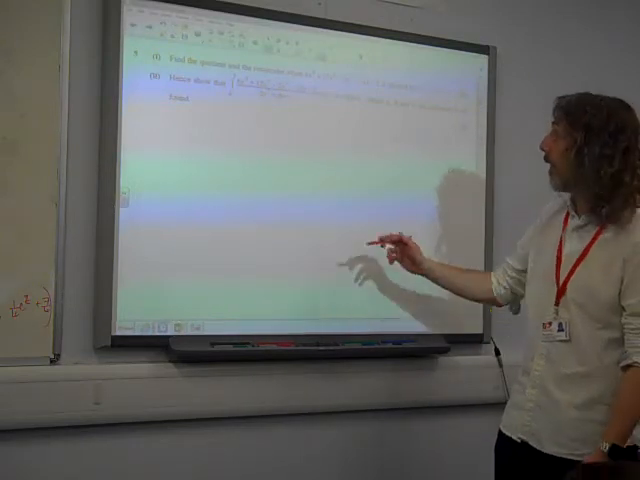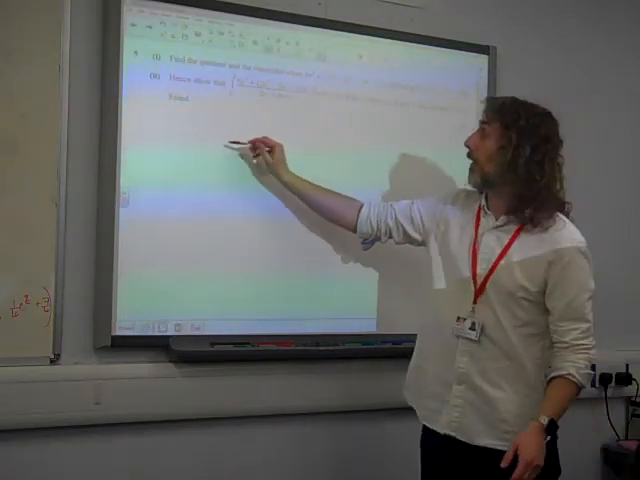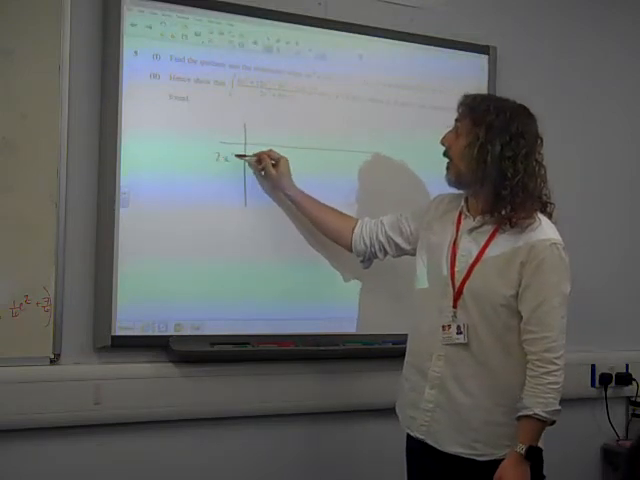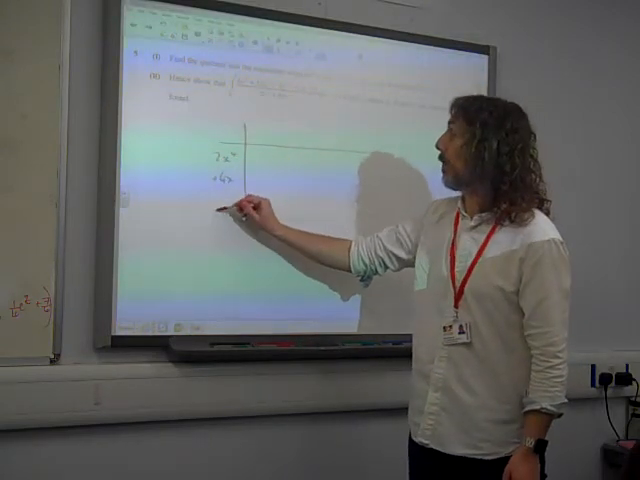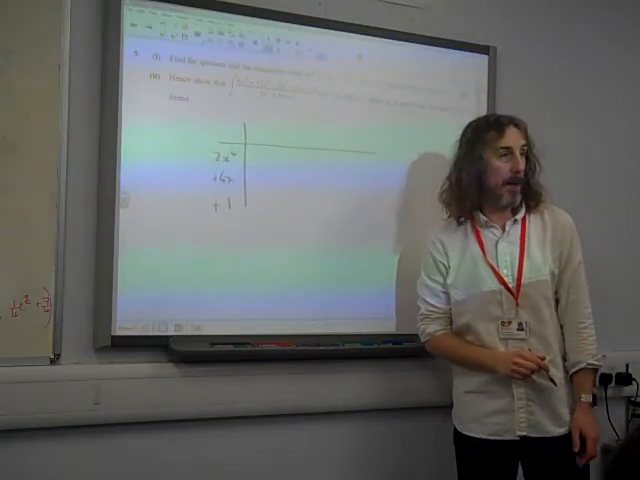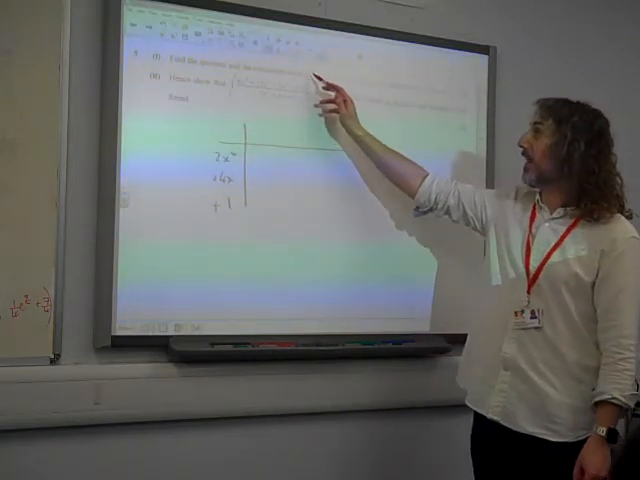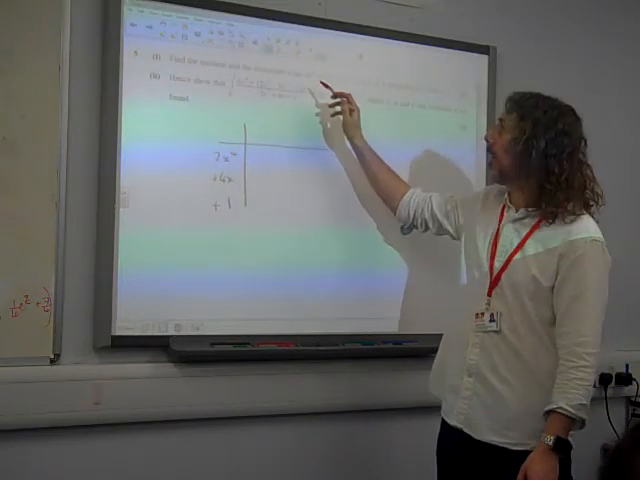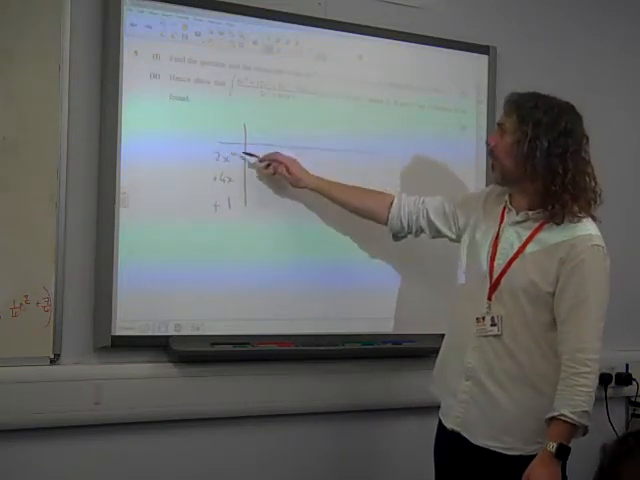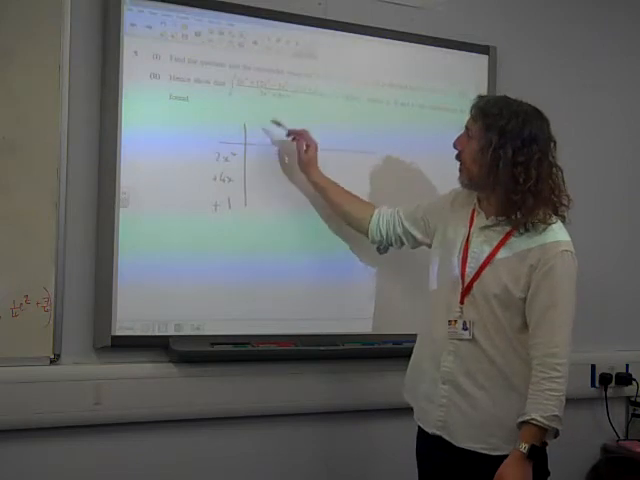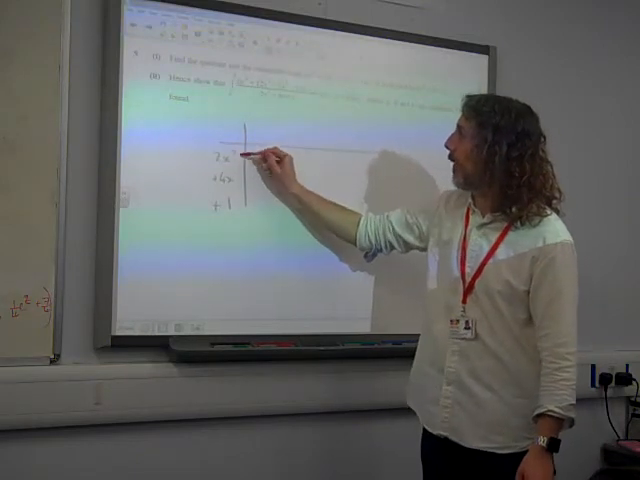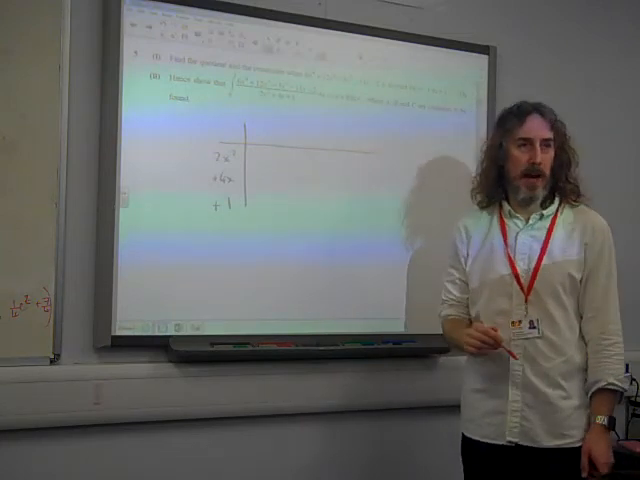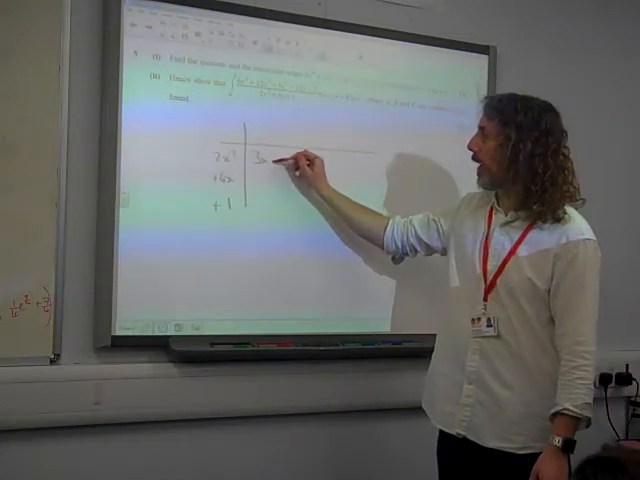So the grid method would say, if we divide it by that, here's our grid. We've got 2x squared plus 4x plus 1 that we're dividing by. The first term is 6x to the 4. So what do we multiply 2x squared by to get 6x to the 4? The answer is 3x squared. We write 3x squared there.